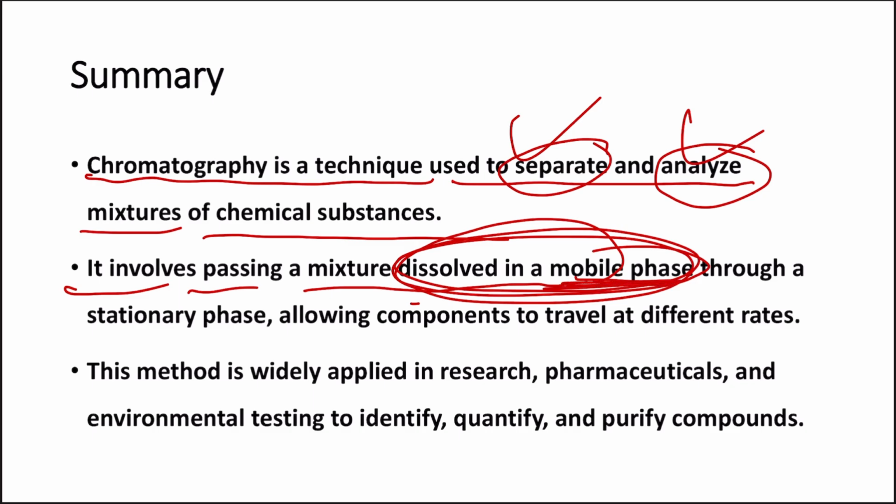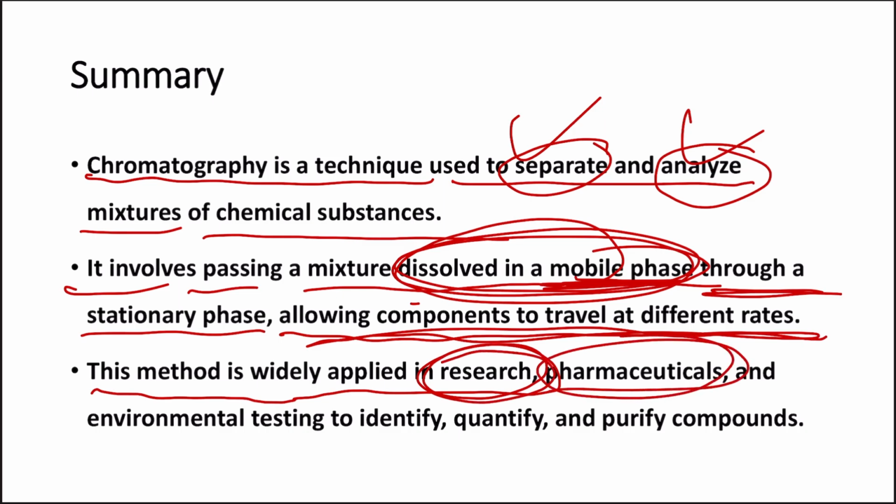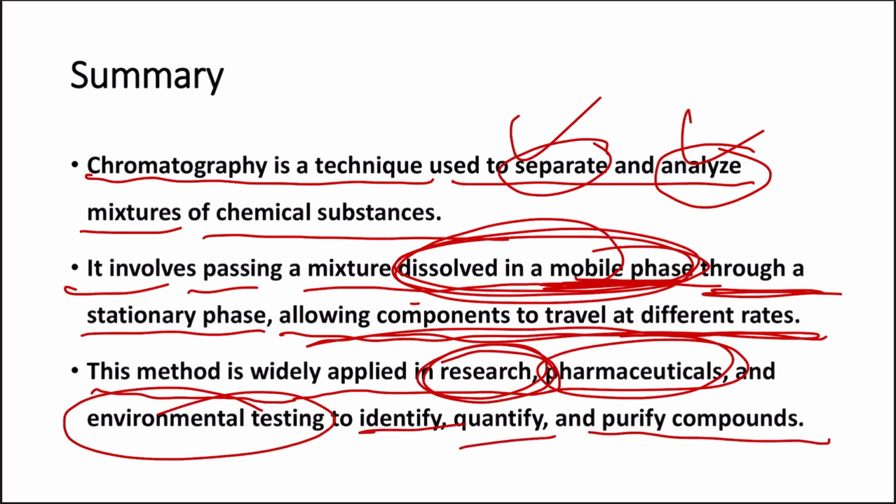This is very important. This mobile phase passes through a stationary phase, and based on the differential interaction between the mobile phase and the stationary phase, it allows the components to travel at different rates, and this causes the separation. So this method is widely applied in research, as you can see, in drug designing, in the pharmaceutical industry, and in environmental testing, to identify, quantify and purify compounds. That is, to purify the compounds, to identify a particular compound, and to do the quantification, that is, finding out the amount of the particular component present in that sample. So this is about chromatography.